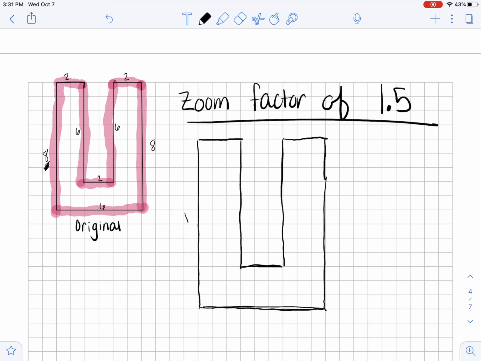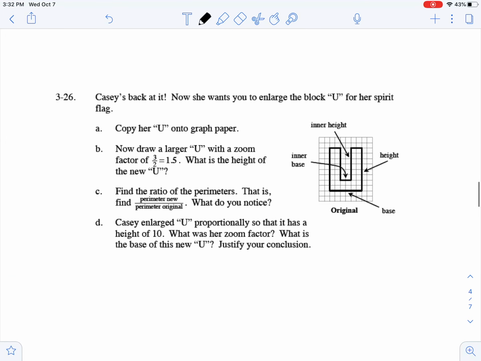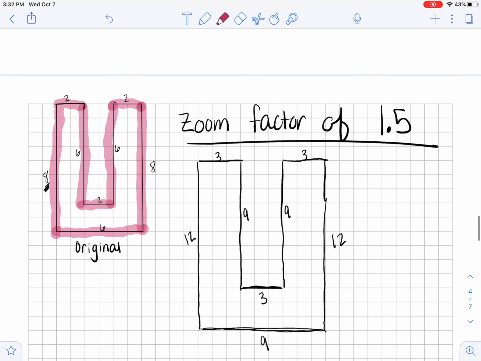Okay, this was 12, 9. I'm just going to put these numbers in here. So that's what the version of 1.5 looks like. Let's go back and see what other questions it wanted me to answer. What is the height of the new U? Okay. So looking at it, my height of this U is going to be 12 units.